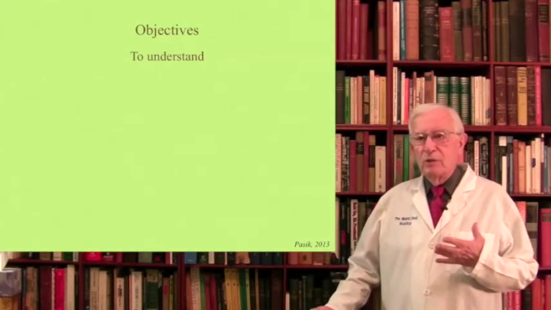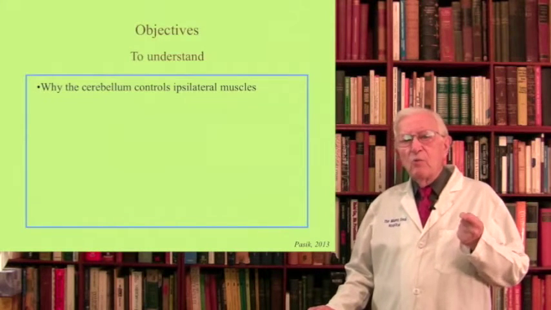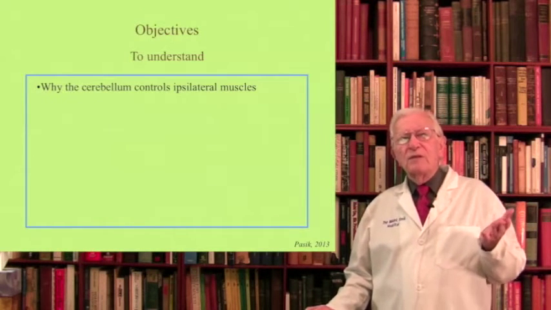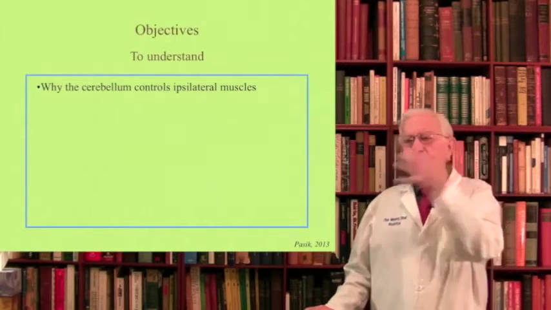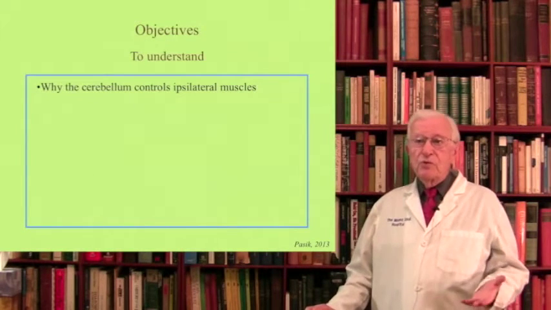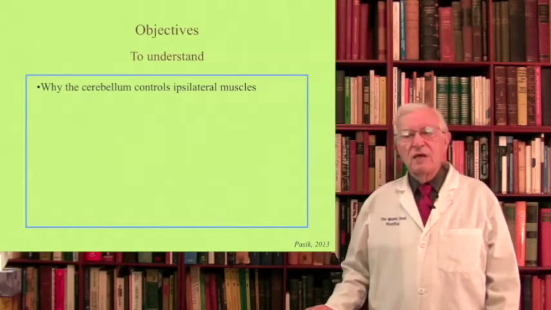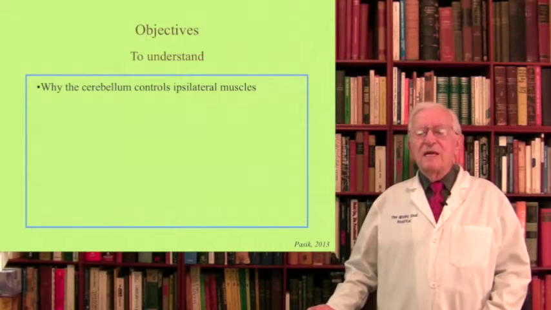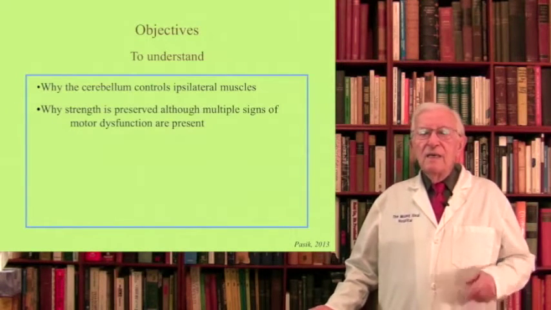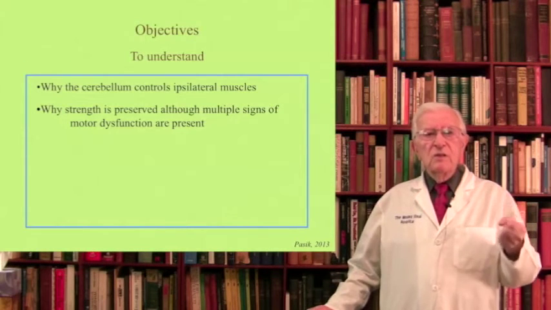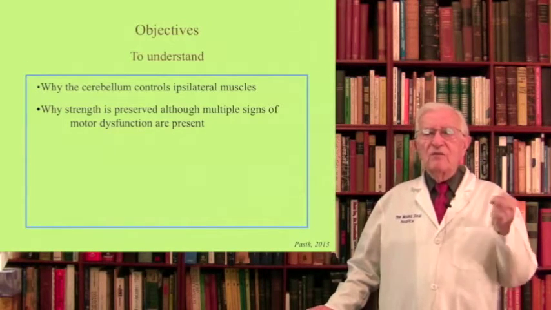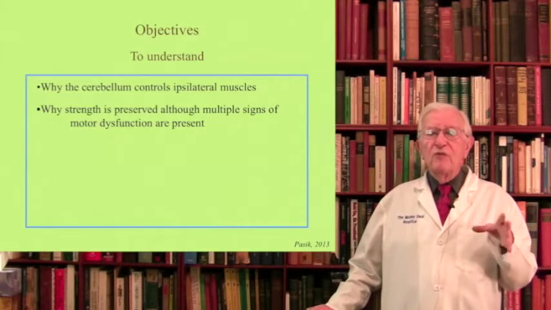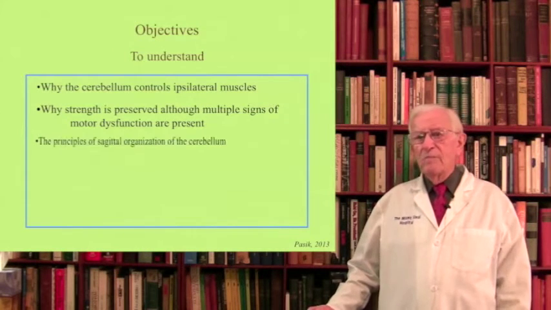What do we need to come out with? Essentially, why the cerebellum controls ipsilateral muscles. You're all used to the idea that one side of the brain controls the opposite side of the body, and that's true for the motor system, as we may have discussed at some other time. But here the cerebellum is peculiar. It controls the ipsilateral muscles. Then the strength, that means the force, is preserved. All right? Although there are multiple signs of motor dysfunction, strength is preserved all along.